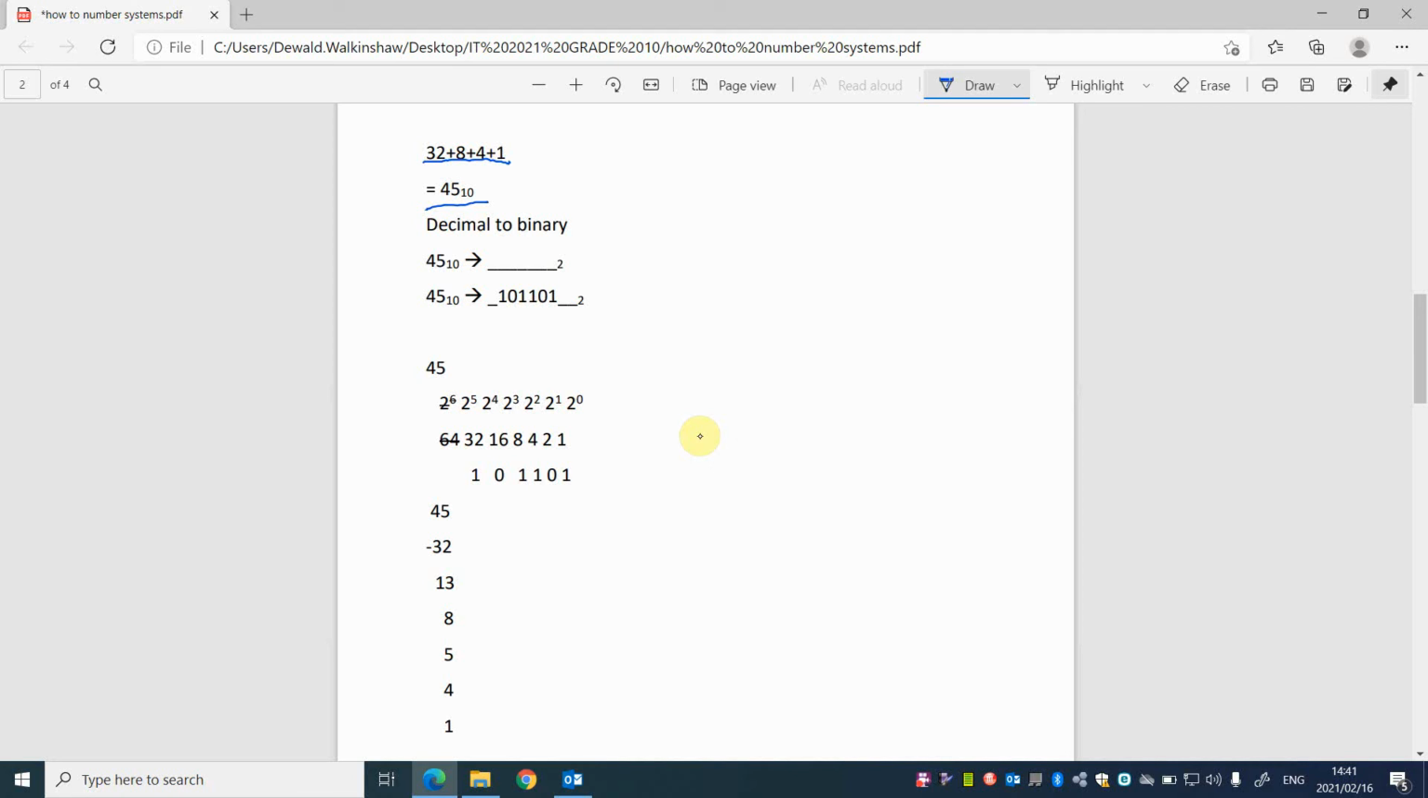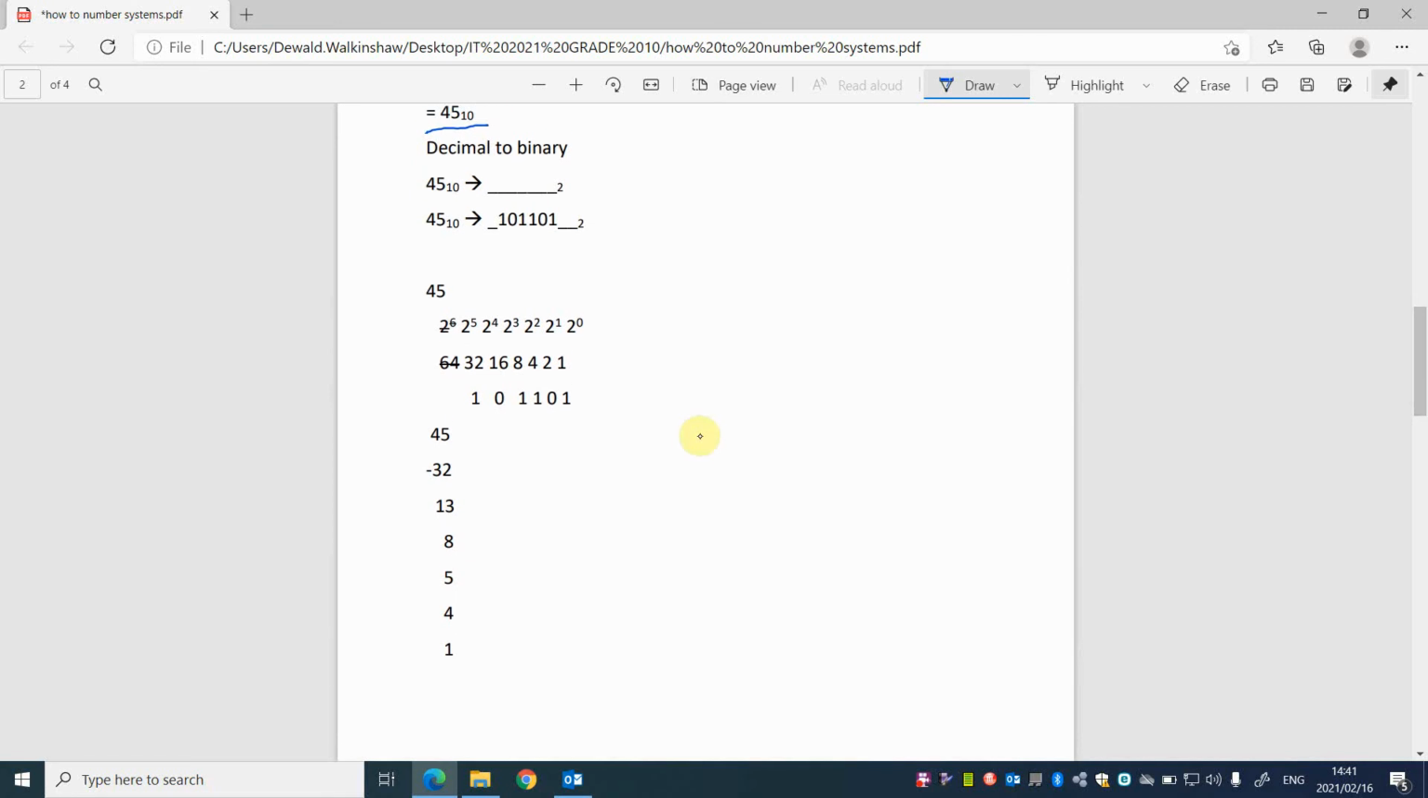Okay, so if we look at this one, it is 45. It is to the base of 10, meaning it's a decimal number. And we want to convert it into, I can see a small base of 2 there, so a binary number. So this is the answer, so let's not worry about that one now. So the first step in converting a decimal to any number, in this case binary, is to just rewrite what you need to convert. So in this case I need to convert 45.